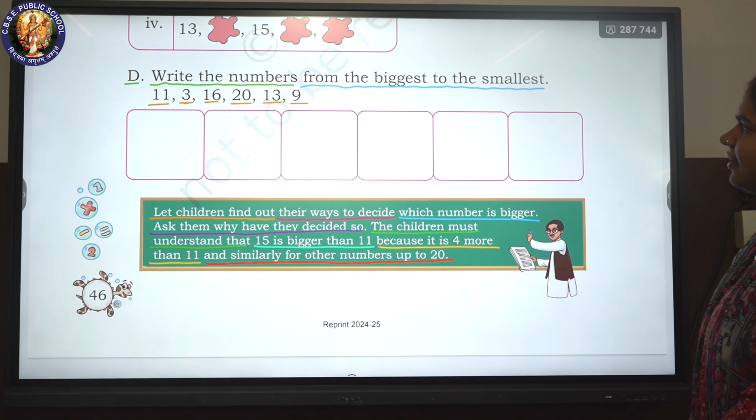D. Write the numbers from the biggest to the smallest. 11, 3, 16, 20, 13, 9.